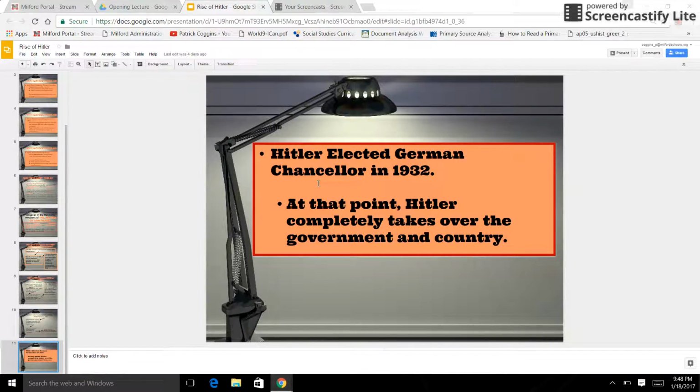Last slide. When Hitler is elected German Chancellor, at this point, Hitler completely takes over the government. Once he becomes Chancellor, it is his country. He dominates everything. He becomes a dictator. This is the last part. This is the last slide.